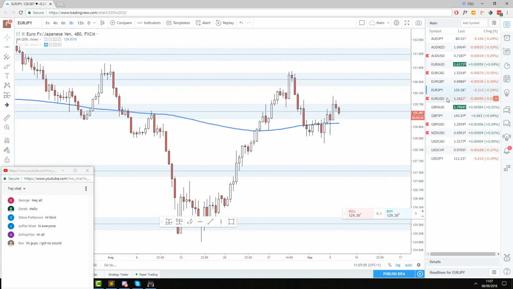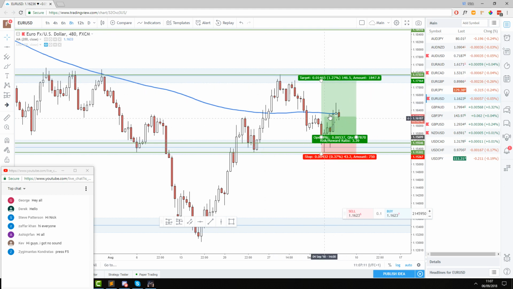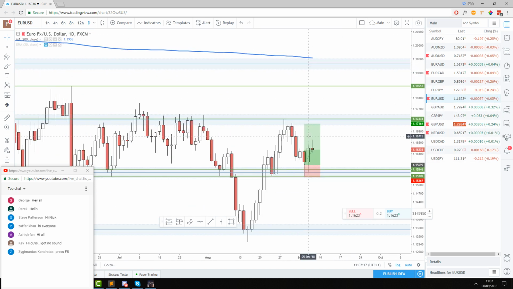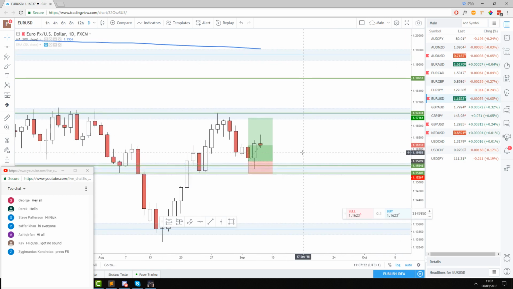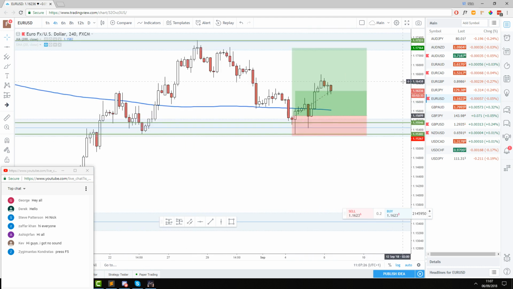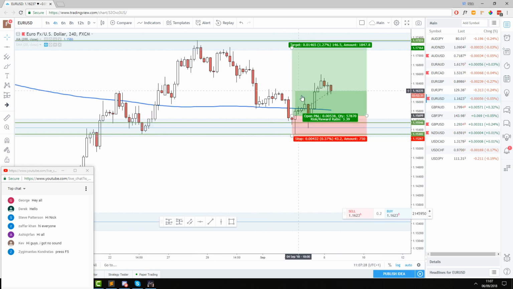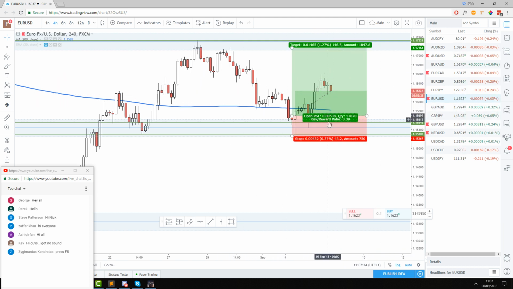Nothing much on Euro JPY. Euro USD, there's still some of you who are long on this, presumably. It's gone quite well for you. It's moving slow, of course, but a few of you are long on the 4 hour. Definitely worth holding on to. Slow mover, but has good potential.